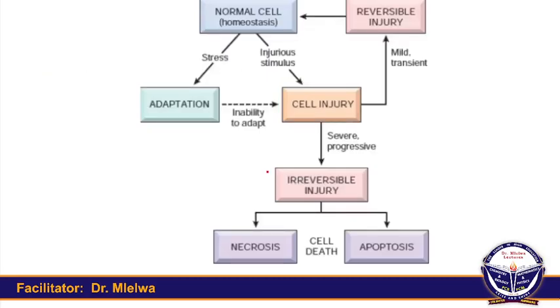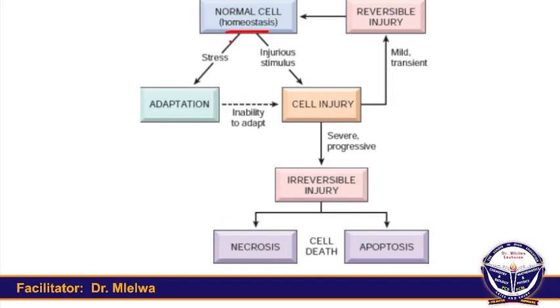Now, let's look at this diagram and explain it before we move further. Here we have the normal cell. And this normal cell can be stressed. If it is stressed, that means there is stress, either physiological or pathological. Physiological means it is the normal function of the cell but it has exceeded, the normal function of the cell exceeds; that is physiological stress. But pathological stress means there are bacteria or things that have entered inside the cell.